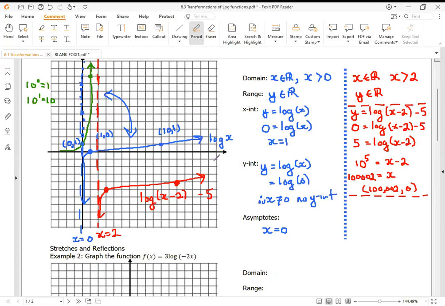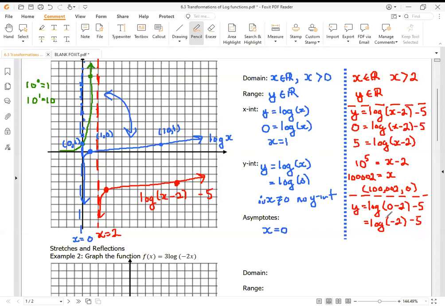All right, let's do the y-intercept. Do you see a y-intercept for the red curve? You can try to calculate it if you want to. I'll pretend I don't know, so I will. Y is equal to log of 0 minus 2, minus 5. And if I simplify it, that is log of negative 2, minus 5.